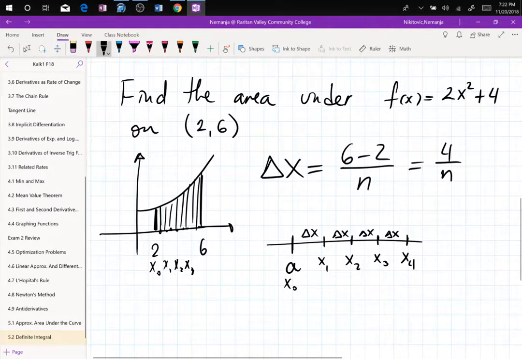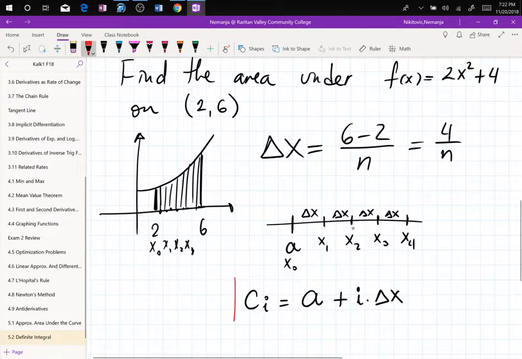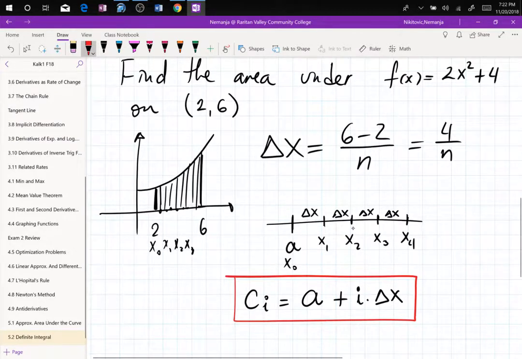So how do you go and express each one of these in terms of the ci? Well, you're starting at a plus i times delta x. That's a formula for it. Think about it. You start at a, you add one delta x, you are at x1. You add another one, you are at x2, x3, x4. 1, 2, 3, 4. 4 times delta x, right? To get from the a to x4. So we can track location by using this formula.